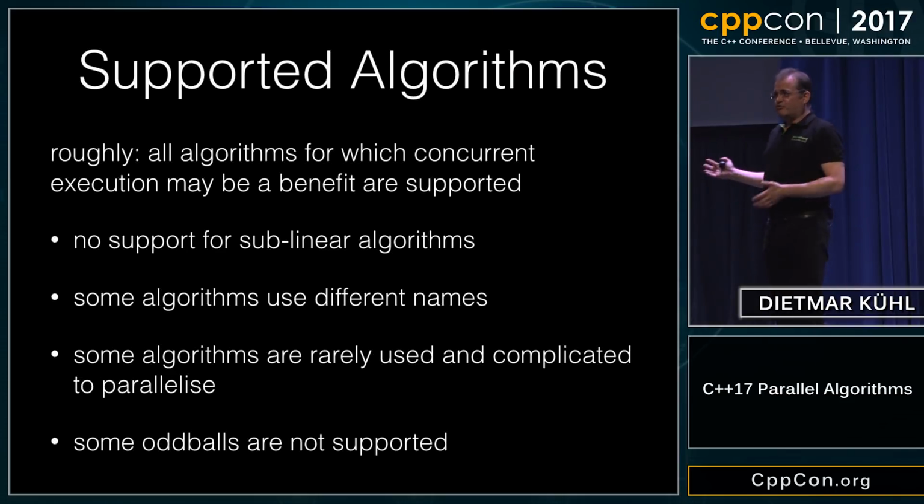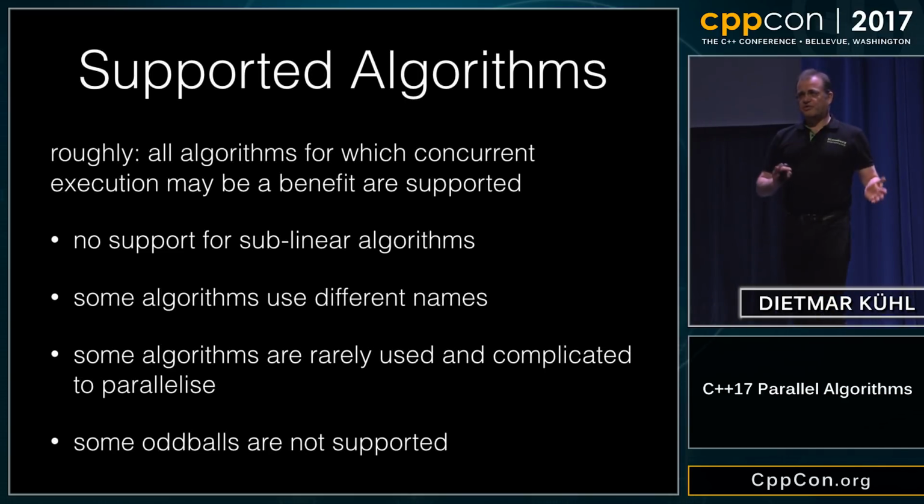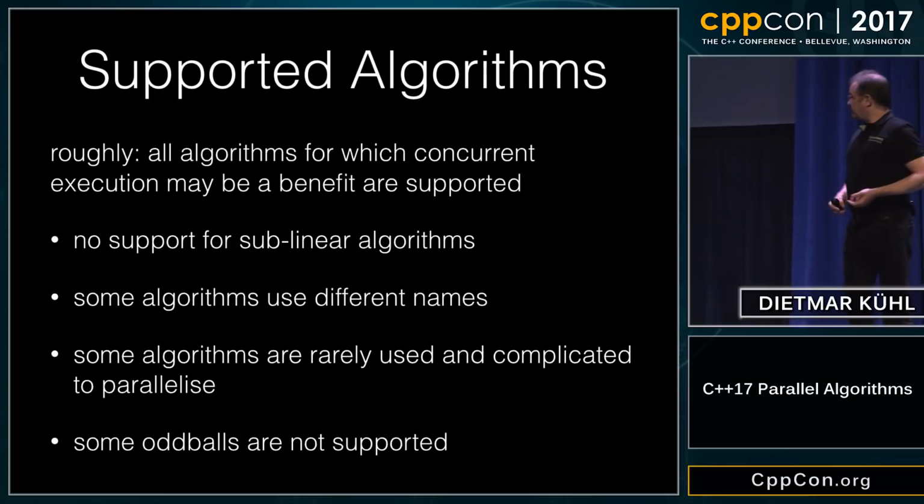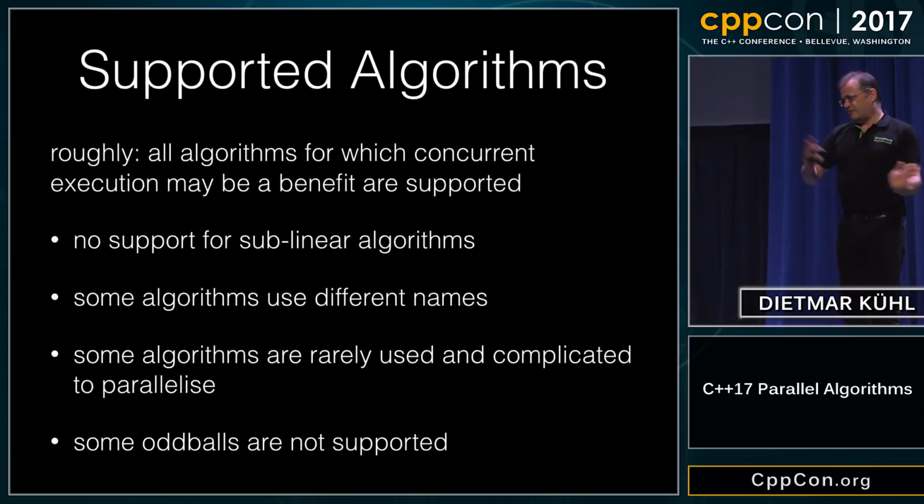So the next question is what algorithms are supported for the parallelism. There's a huge number of operations supported, but not all of the algorithms from the standard library are supported. Roughly speaking, all the things which make any sense to be in parallel are supported, so basically those that are not sublinear. Anything which is logarithmic or just a constant operation is probably not reasonable to do in parallel.